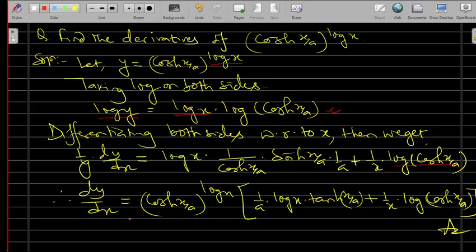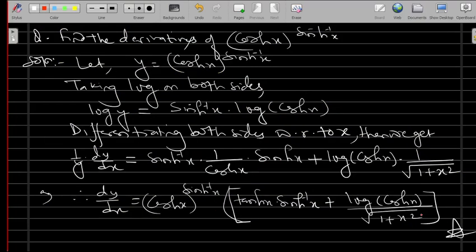Then this y goes to multiply, whose value is hyperbolic cos(x/a) to the power log x, times log x by a times hyperbolic sine(x/a) by hyperbolic cos(x/a), which is hyperbolic tan(x/a), plus 1/x times log hyperbolic cos(x/a). This is the answer for this question.